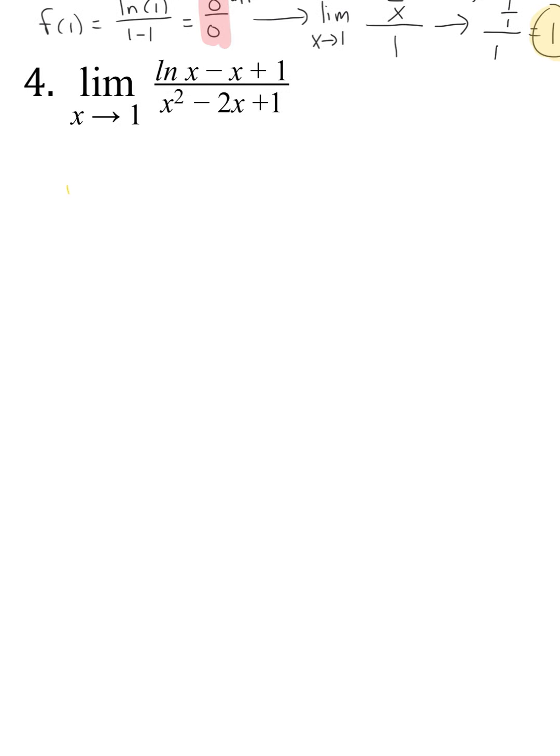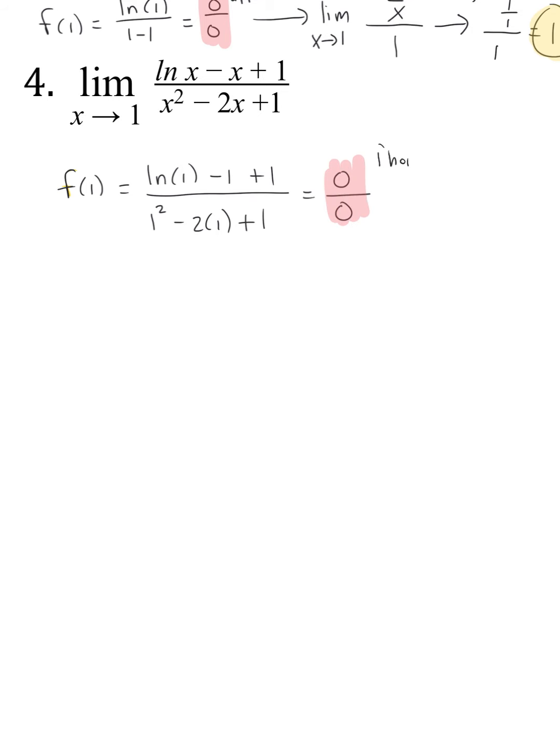All right, last but not least, example number 4. Again, we do direct substitution to see if L'Hopital's rule applies. So on top, we get ln 1 minus 1 plus 1. On the bottom, we get 1 squared minus 2 times 1 plus 1. ln 1 gives us 0, so negative 1 plus 1, we definitely get a 0 on top. On the bottom, 1 squared is 1, 1 minus 2 is negative 1, negative 1 plus 1 gives us 0. So there we have it.